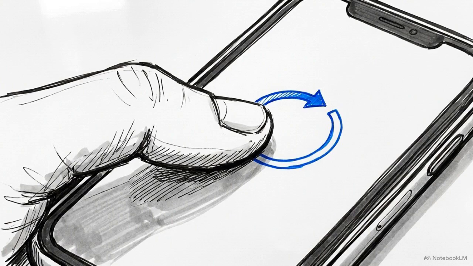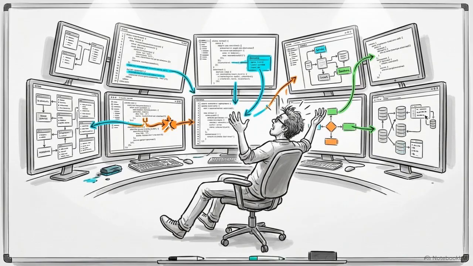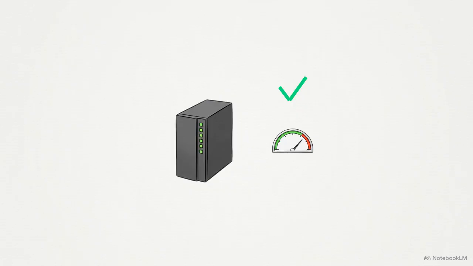You tap a button, the loading spinner pops up, and it just sits there. The app hangs. Most developers look at this and immediately blame the server, assuming they need a bigger, faster machine to process the request. But the server usually has plenty of power.